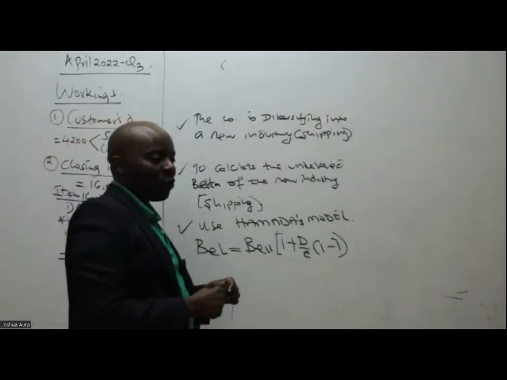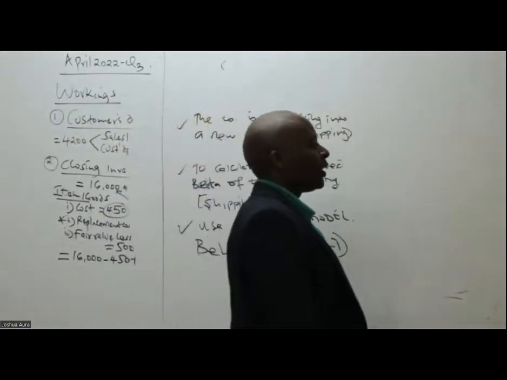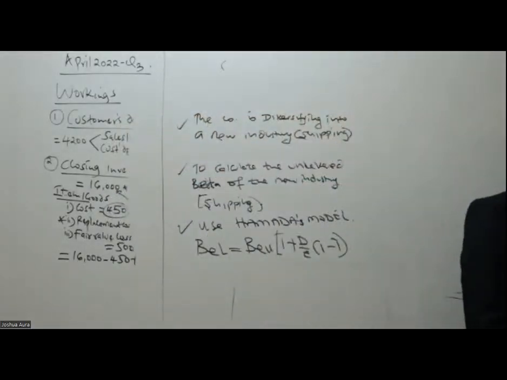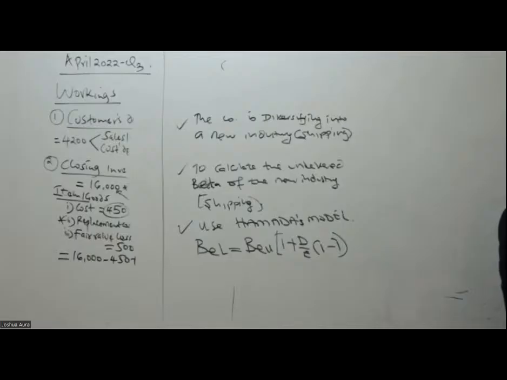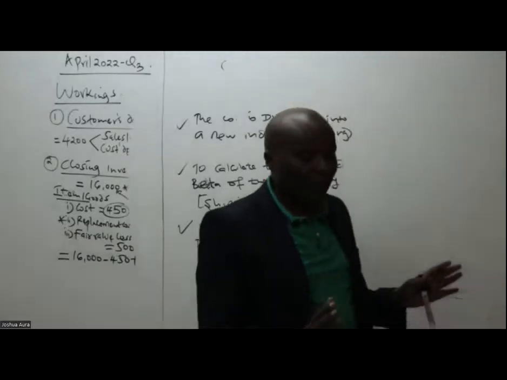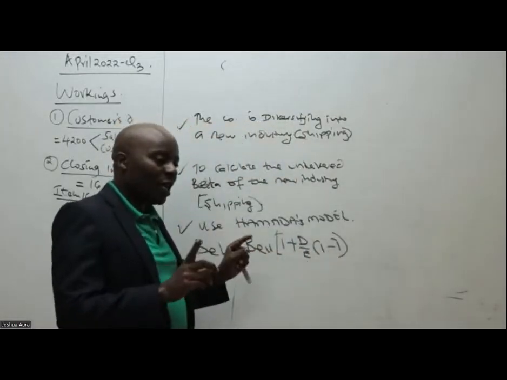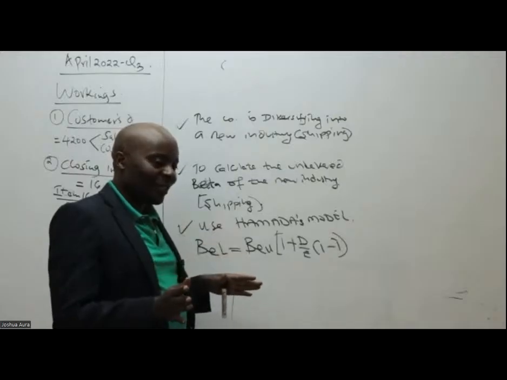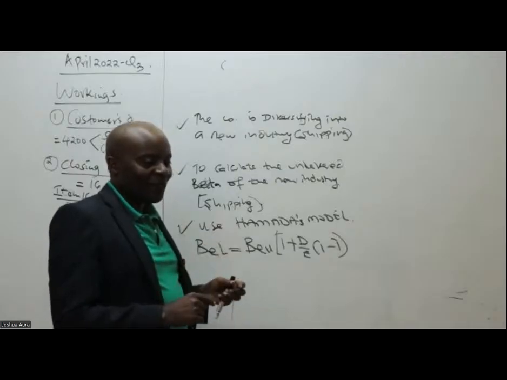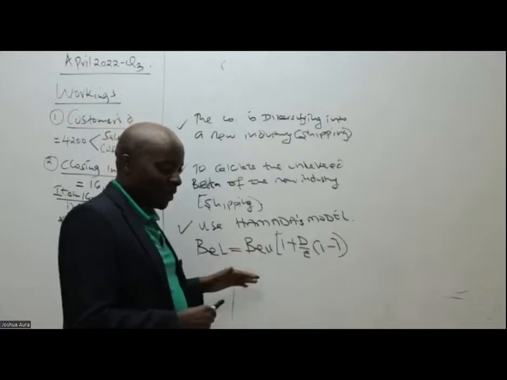First of all, I would want your confirmation that up to here, we are together. When you are diversifying into a new industry, that should be the first thing you need to do. You have to come and give us the beta equity of the unlevered firm of the new industry. Up to here, have you been able to write up to here?